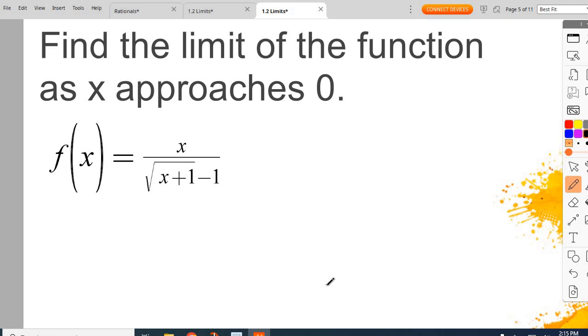Alright, and then we're going to type in an x on top using the button below your mode, and then we're going to type in the square root of x plus 1 minus 1 in our denominator. Are we all able to get our enter on that one? That way it gives us the fraction.